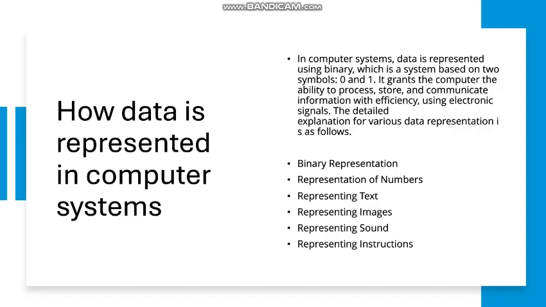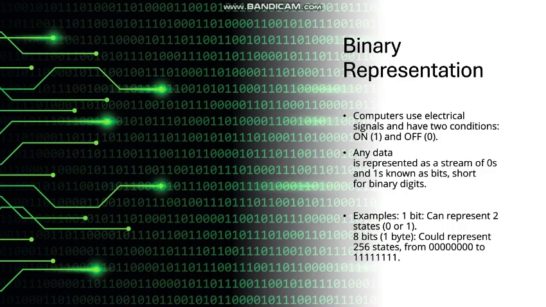The detailed explanation for various data representations is as follows. First one is binary representation, then representation of numbers, and representation of text, images, sounds, and instructions.